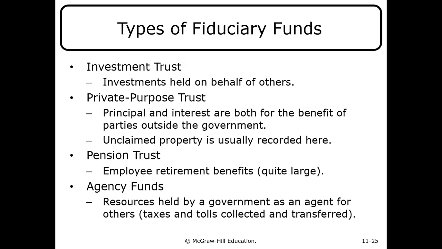And then we have the agency funds. This fund records any resources a government holds as an asset for individuals, private organizations, or other governmental units. For example, one government could collect taxes and tolls on behalf of another.